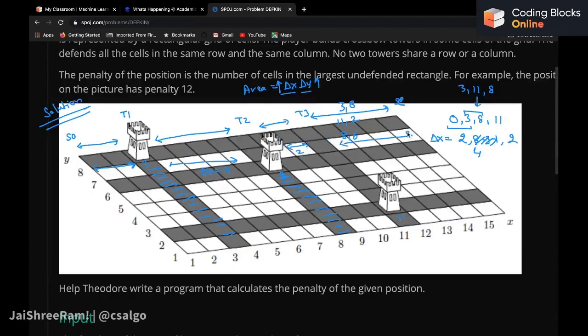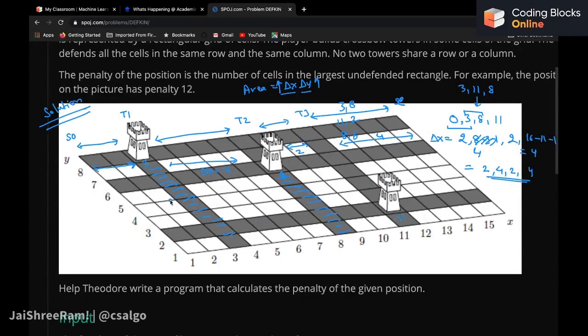And finally, let's talk about this delta. This is 16 minus 11 minus 1, so this is also 4. So something of this sort we are doing. It gives us an array of delta x, that is 2, 4, 2, 4. This gives us the possible widths of the rectangle.